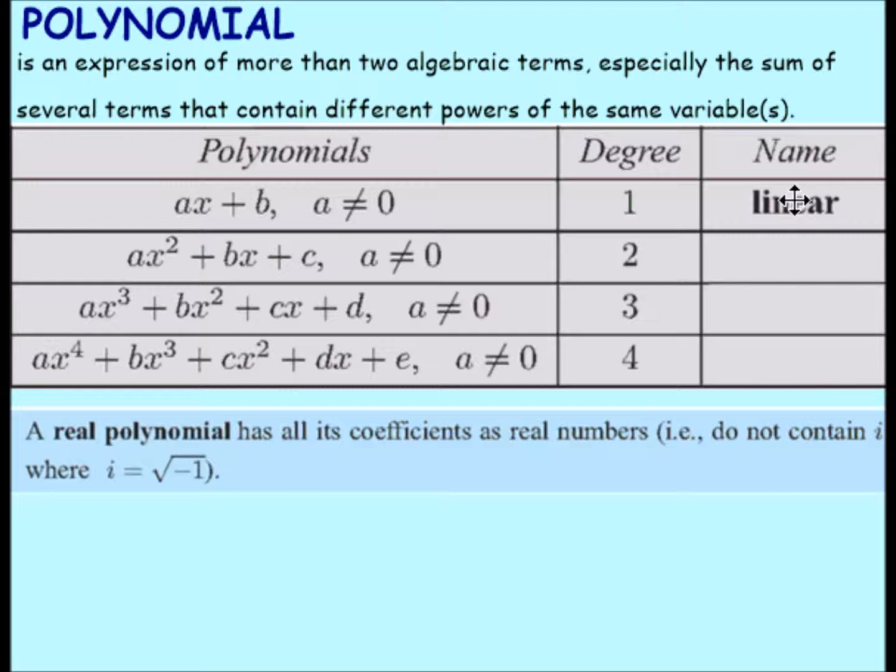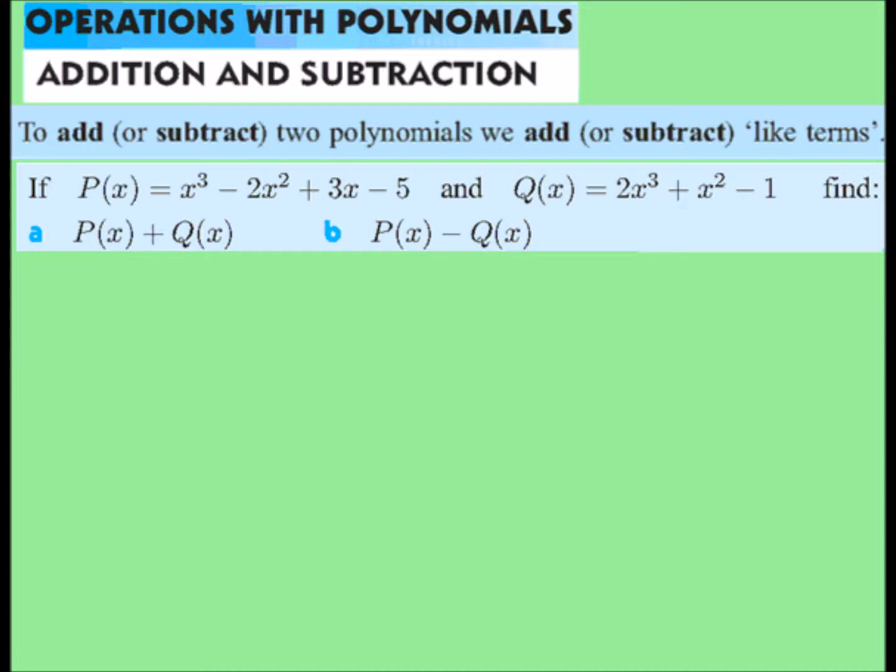Our next function is a quadratic. It's a degree 2 function. We can see that the x term has a power of 2 as a maximum. Next, x power 3, degree 3, is a cubic, and x power 4, degree 4, is a quartic. And notice the coefficients, so a, b, c, etc. are all real numbers, no imaginary terms involved here.